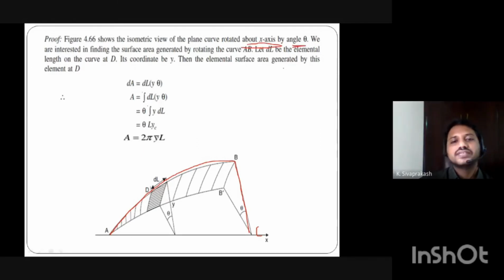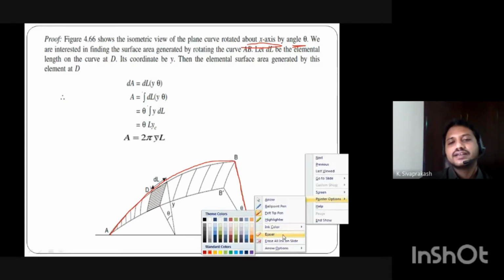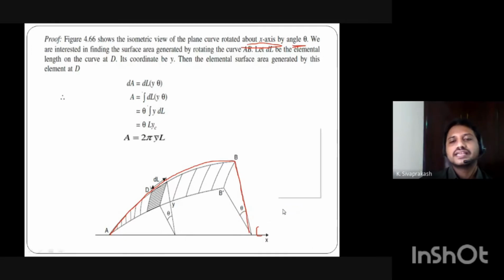So how much angle do we have to rotate this? We are rotating it by an angle theta. When you rotate it, the surface area is generated. See, this is the surface area generated when the curve ABC is revolved about the x-axis by an angle theta. Now you need to find the surface area generated by revolving the curve ABC.